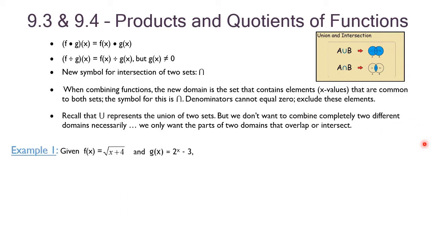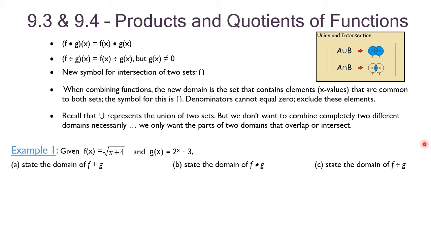Example 1, we have f at x and we have g at x. f at x is a radical and g at x is an exponential. We have to state the domain of f plus g, state the domain of f times g, and state the domain of f divided by g. So this one's kind of review, so we'll start with that one first. The domain of f plus g.